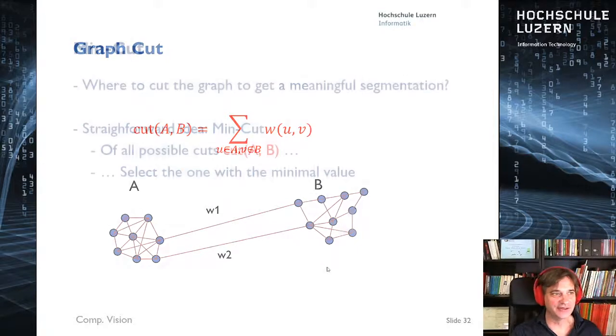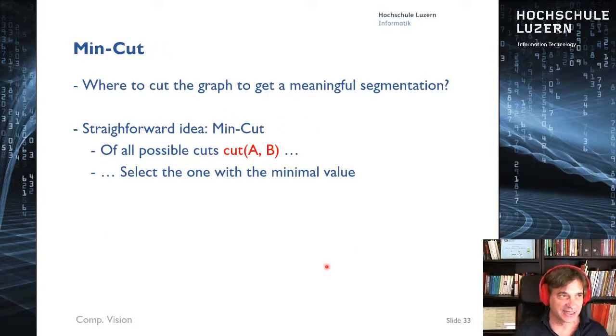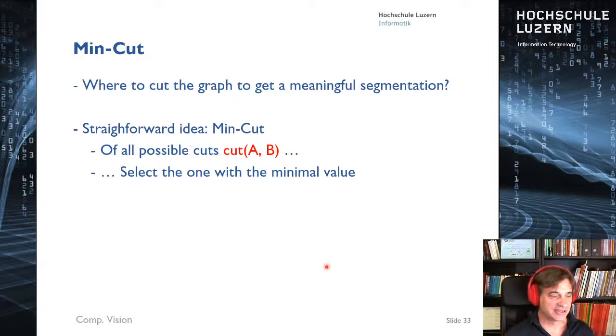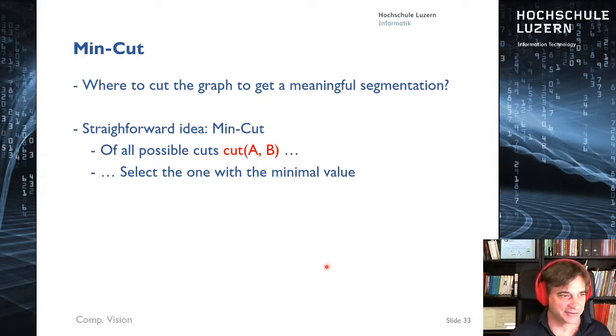Okay, so how can we use this now for segmentation? One maybe straightforward idea would be to find out which cut has the minimal value of all the possible cuts, because a small weight means that the pixels do not belong together. So we want to find all of the edges that we can remove which do not have a high weight, and so for all the possible cuts in the image, let's select the minimal cut.